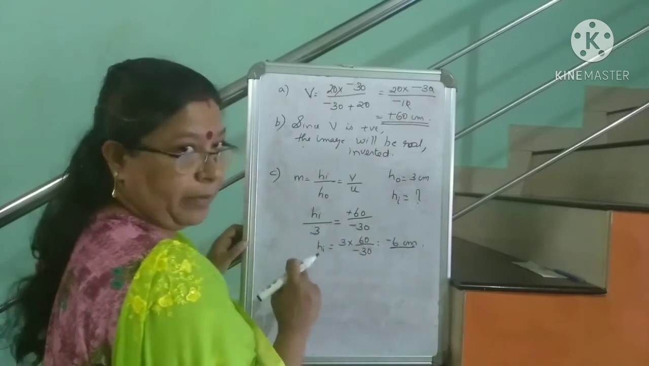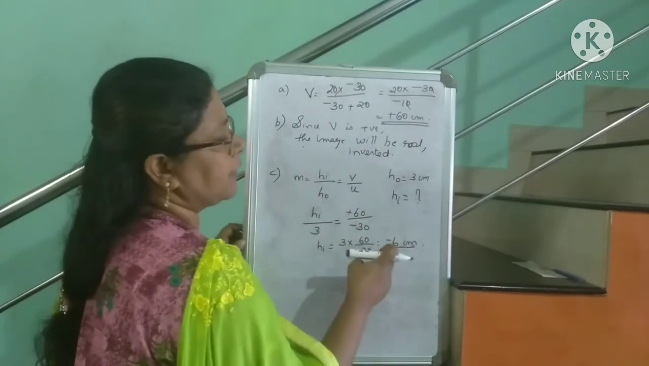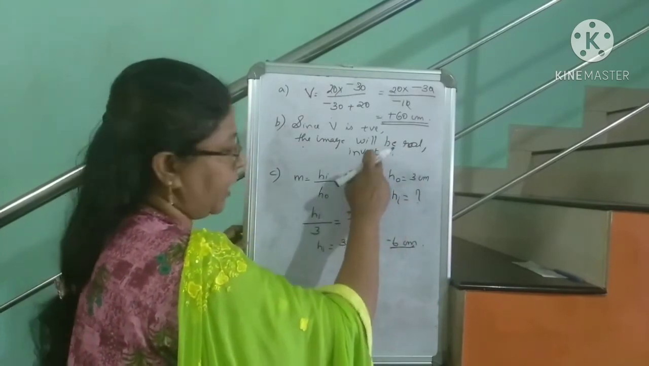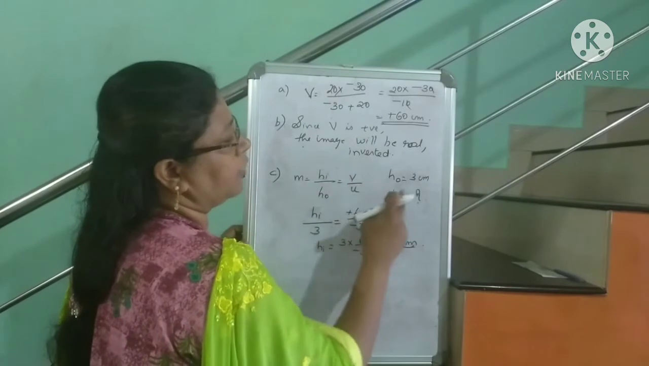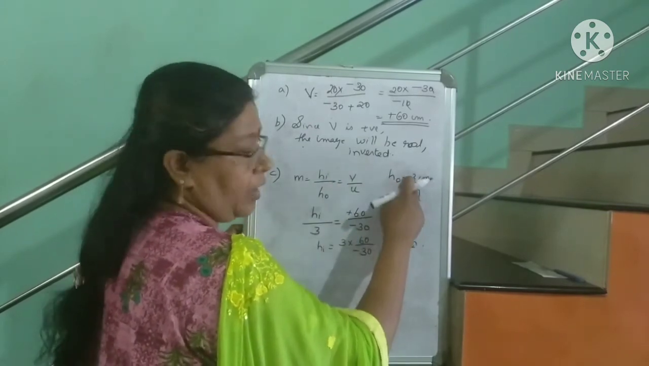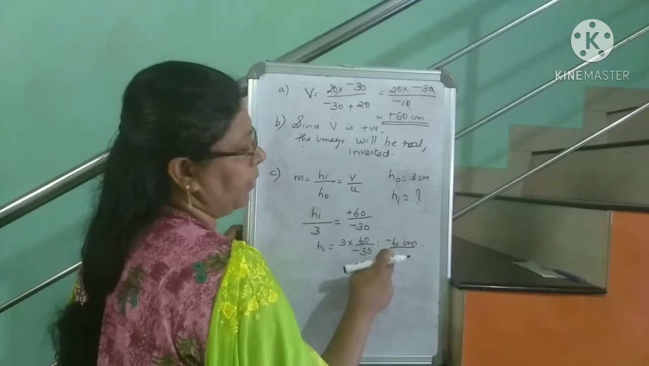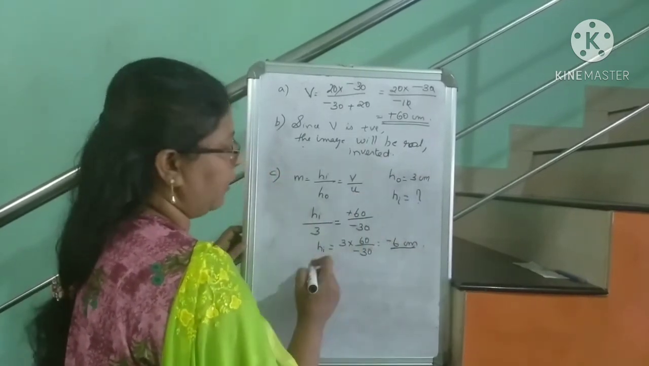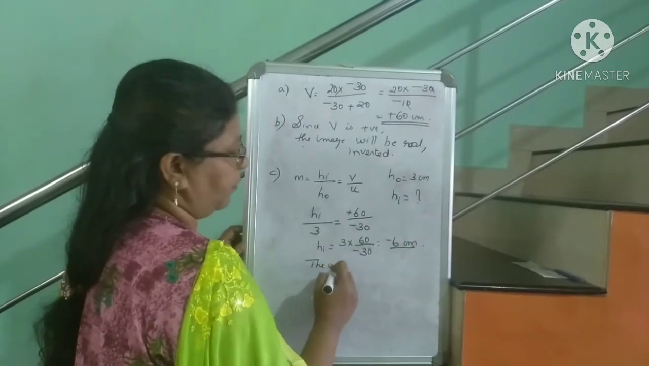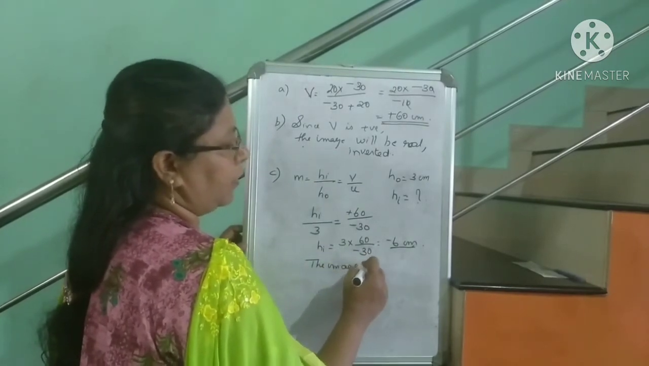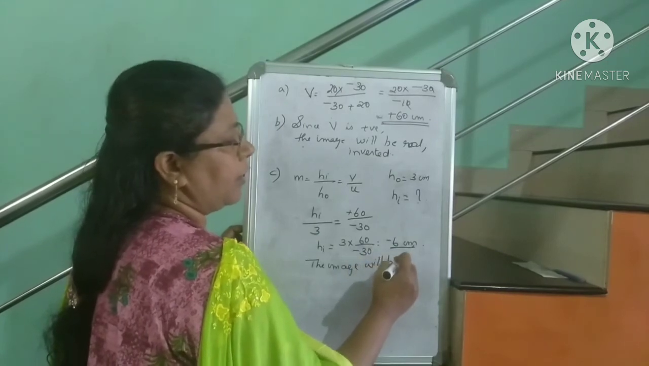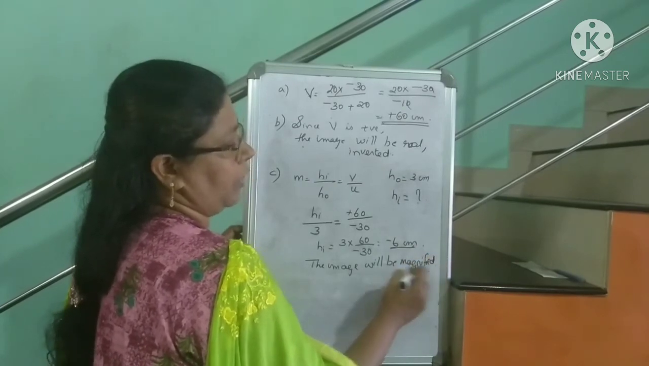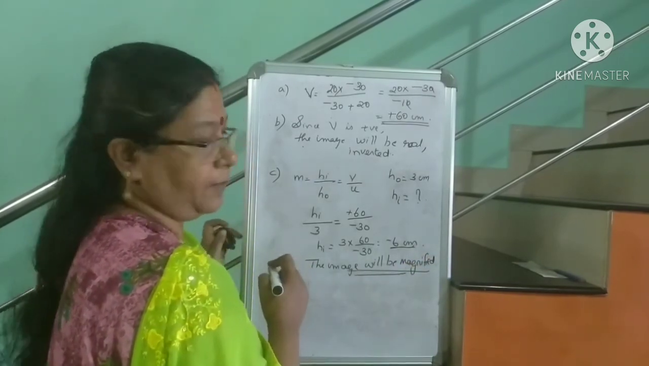Minus 6 centimeter means, as we have already written, since magnification is negative, this is a real and inverted image. Then, what is the height of the image? Height of the object is 3. And what about the height of the image? Height of the image is 6. So 3 has doubled. So the image will be a magnified one. So here we have come to the final answer.